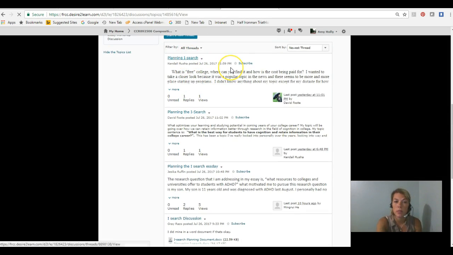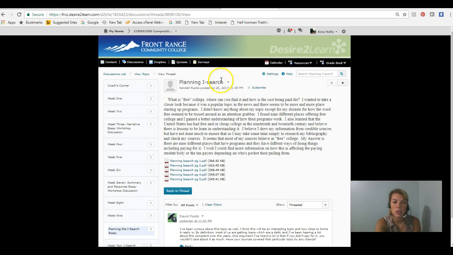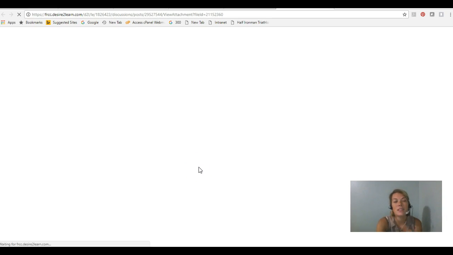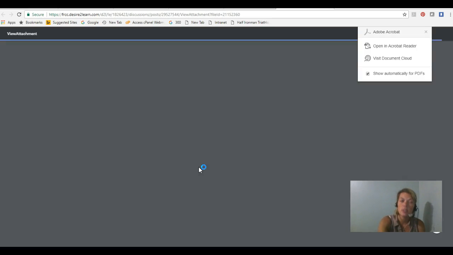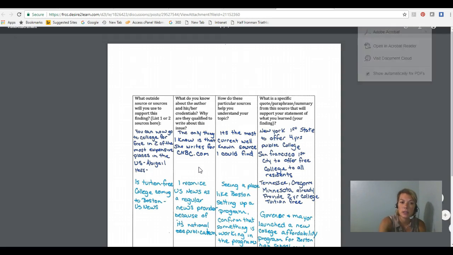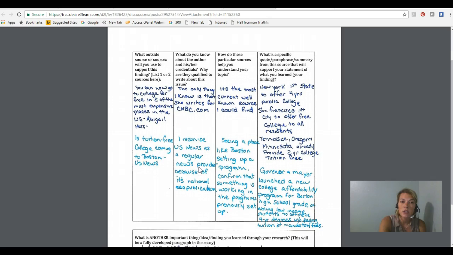So I'll show you that in just a minute. But one person that I thought did a really good job with this was Kendall. She's really the only one that did this. So if you're not Kendall, I'm just going to tell you now, this needs some more attention in your draft. So this is her second page of the planning document.